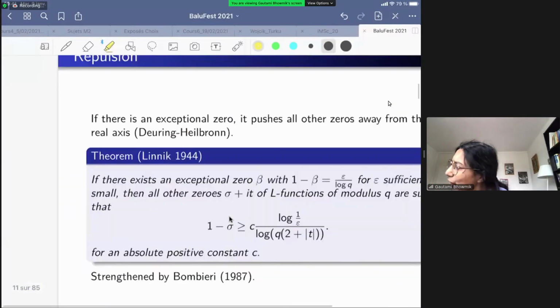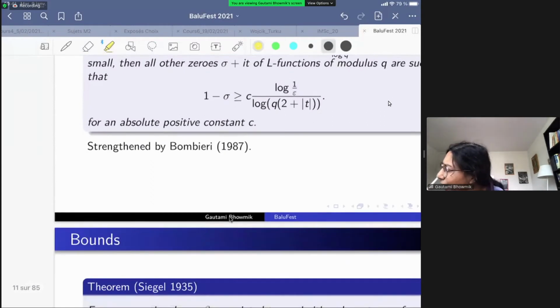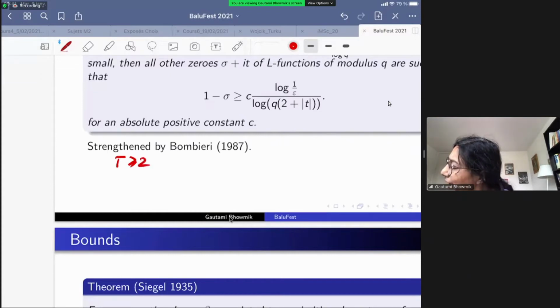This result was strengthened by Bombieri, who showed, this was much later, 1987, that I take some t, which is greater than or equal to 2, and beta is an exceptional zero, for sigma greater than some constant c by log t.